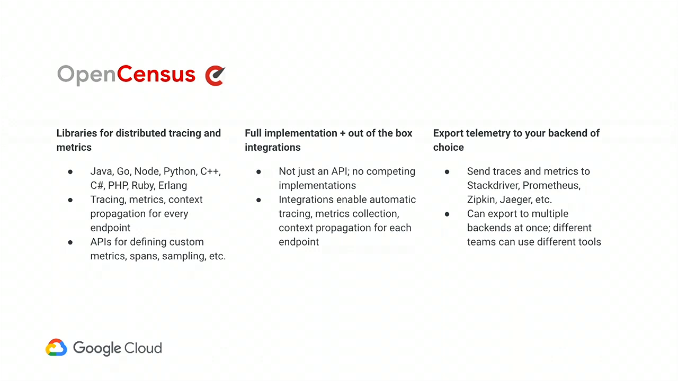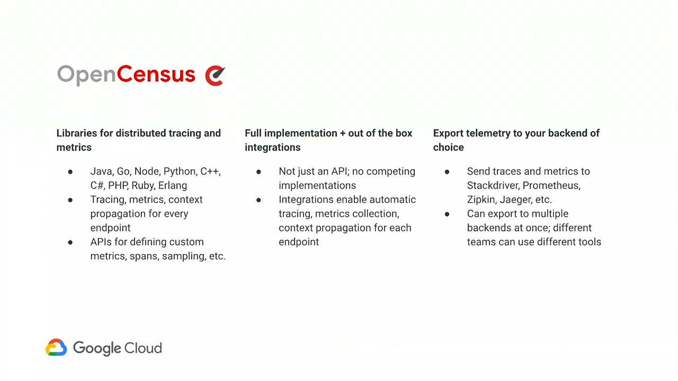OpenCensus is somewhat unique in the market. It's not just an API, it's an actual full implementation. So we maintain a single distribution of these libraries. There's one for Java, there's one for Node, there's one for C++, and so on, so that we can ensure all of the functionality that you expect and need is there.